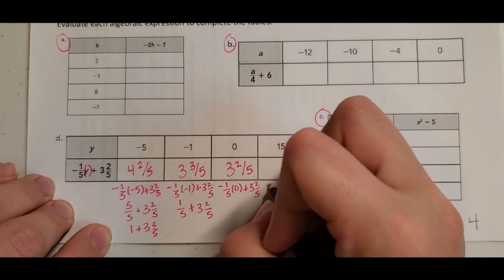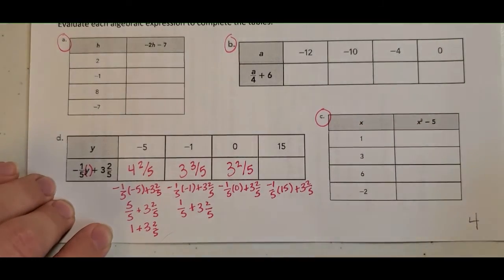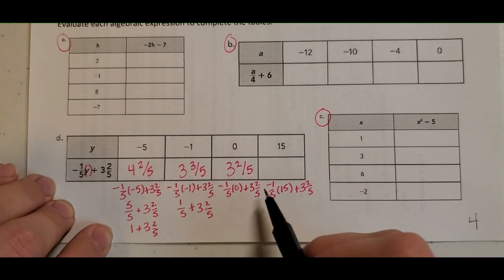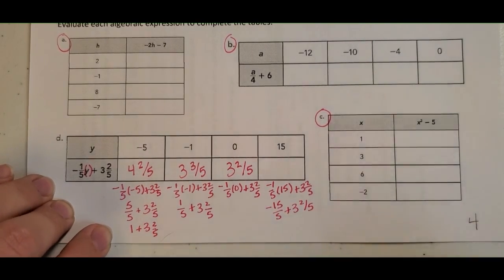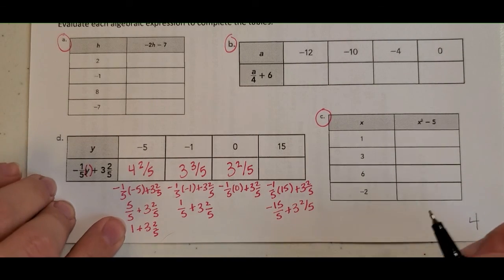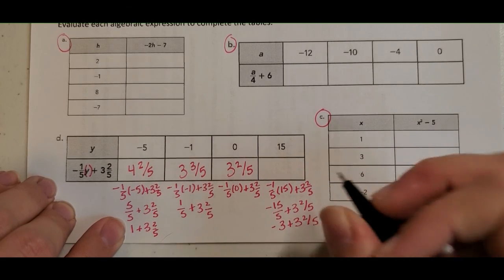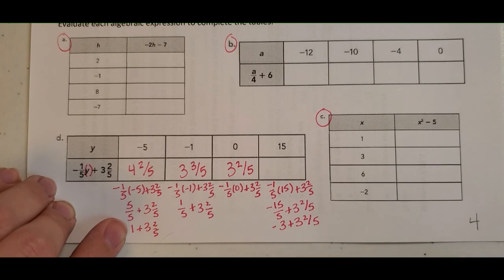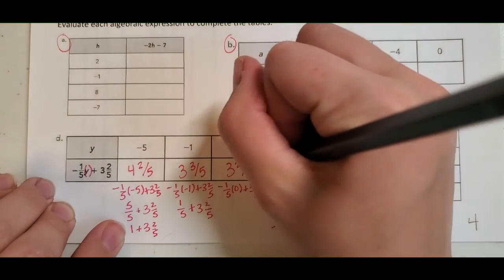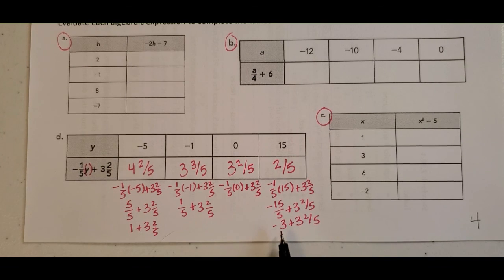And then last, 15. So I have negative 1/5 times 15 plus 3 and 2/5. Negative 1 times 15 is negative 15. So I have negative 15 over 5 plus 3 and 2/5. Well, 15 divided by 5 is negative 3. Different signs mean to subtract. So 3 minus 3 is 0. And I'm just left with 2/5. And it's positive because 3 and 2/5 is bigger than just 3.